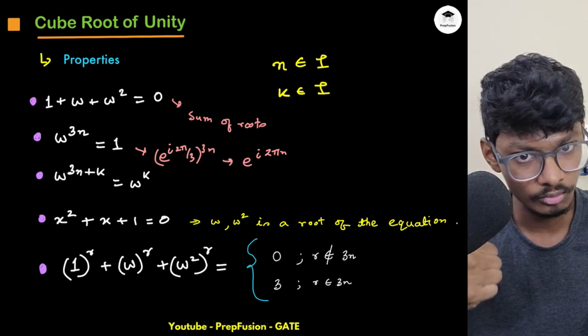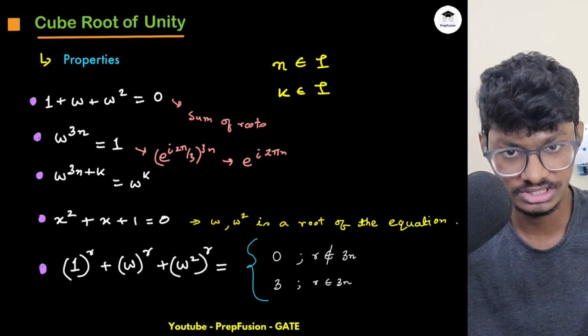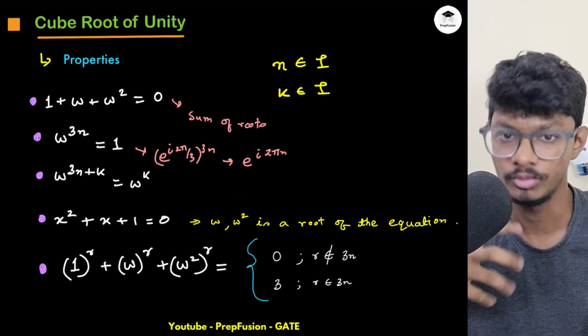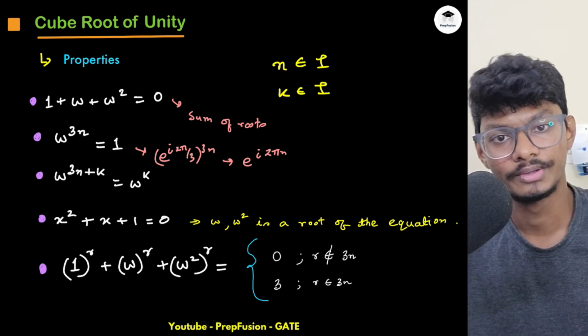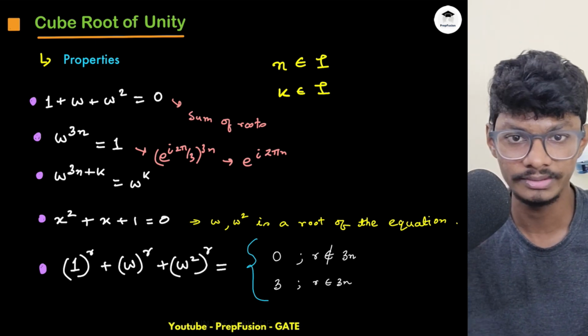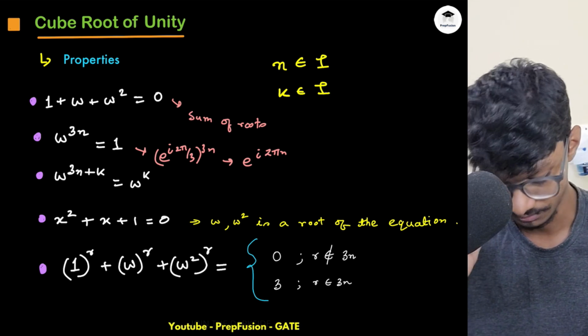So omega will be a root. Also omega square will be a root of this type of equation. Whenever you see this type of equation, you have to instantly identify that the roots of this equation will be omega and omega square. Obviously you can solve like the quadratic roots, then you can identify that. If you are not able to remember, that is fine. But if you are able to remember, then this will save time in the examination hall.